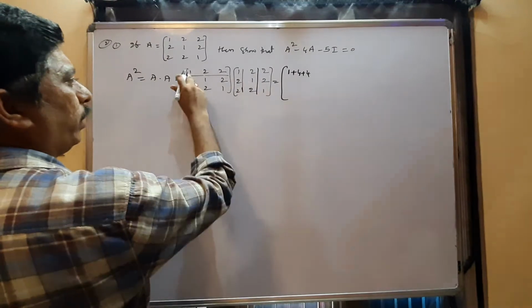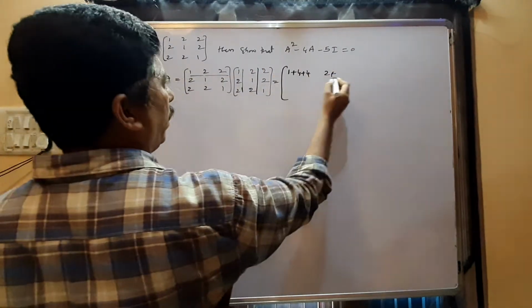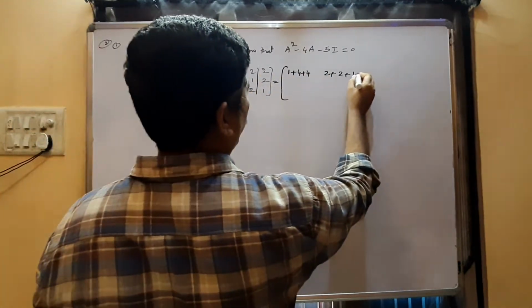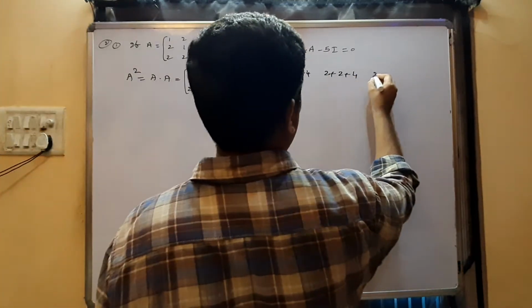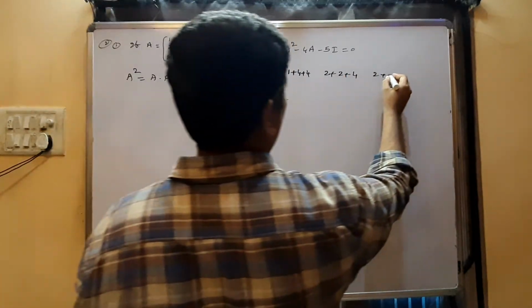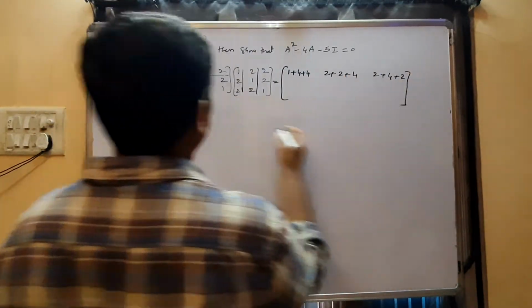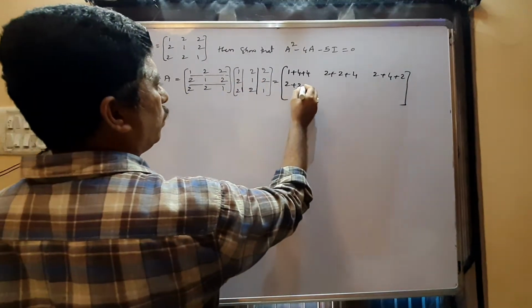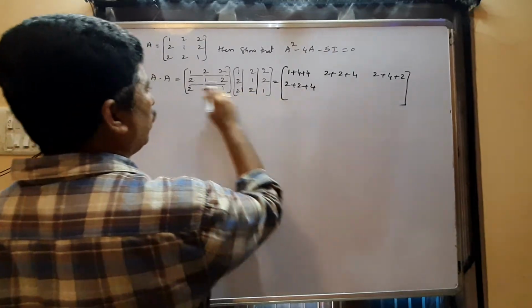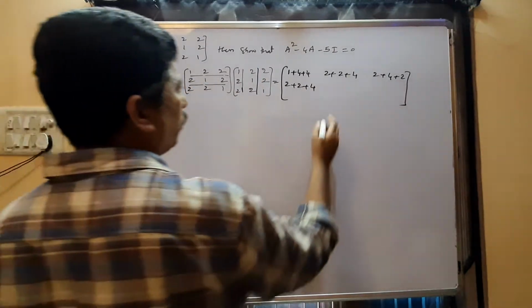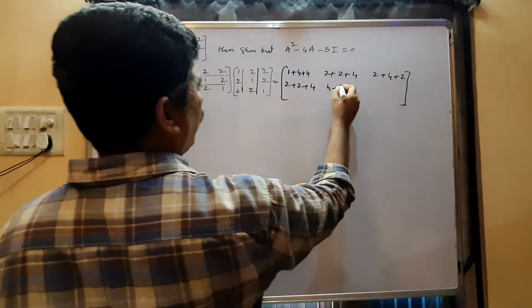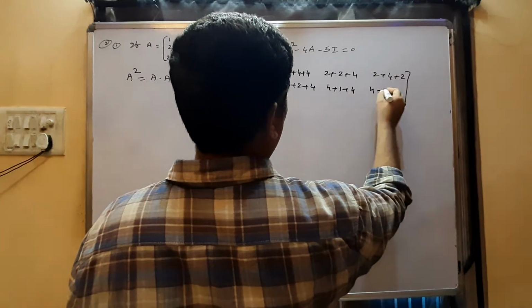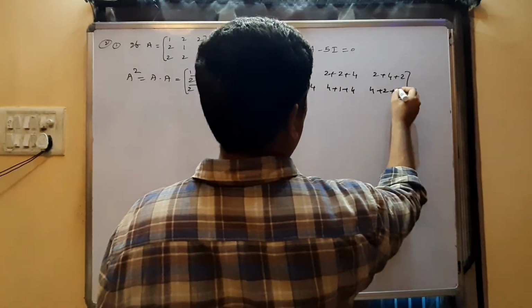First row into second column: 1 into 2, 2, plus 2 into 1, 2, plus 2 into 2, 4. First row into third column: 2 plus 2 into 2, 4, plus 2. Second row into first column: 2 into 1, 2, plus 1 into 2, 2, plus 2 into 2, 4. Second row into second column: 2 into 2, 4, 1 into 1, 1, plus 4. Second row into third column: 4, plus 1 into 2, 2, plus 1 into 2, 2.